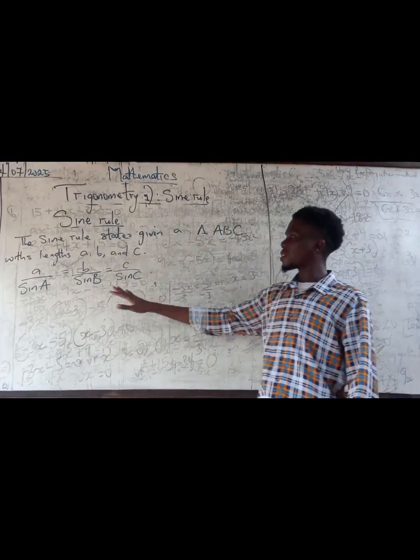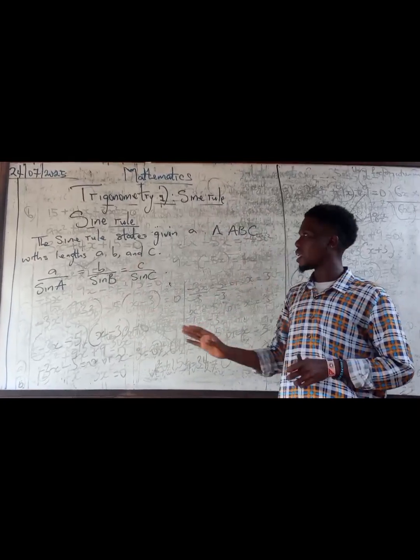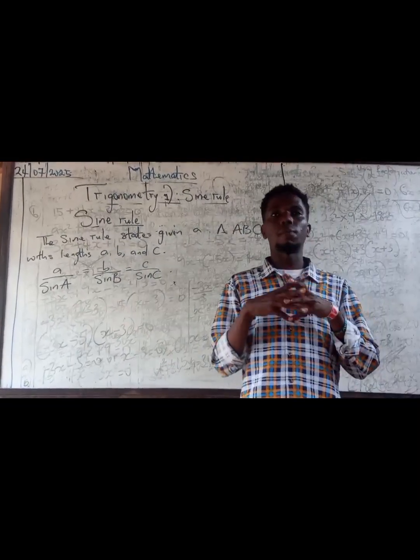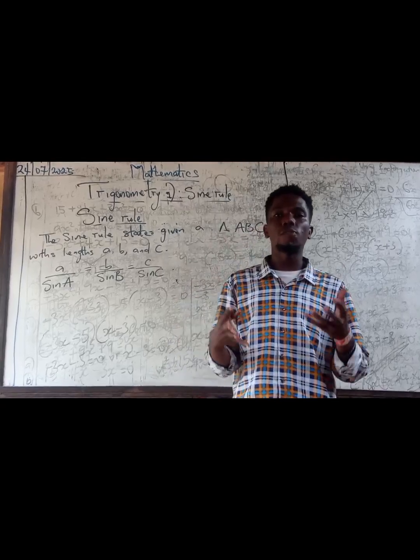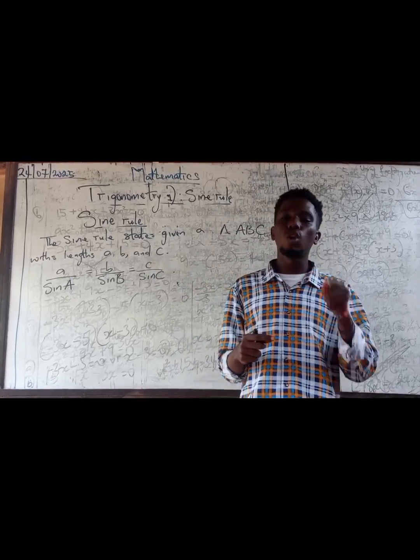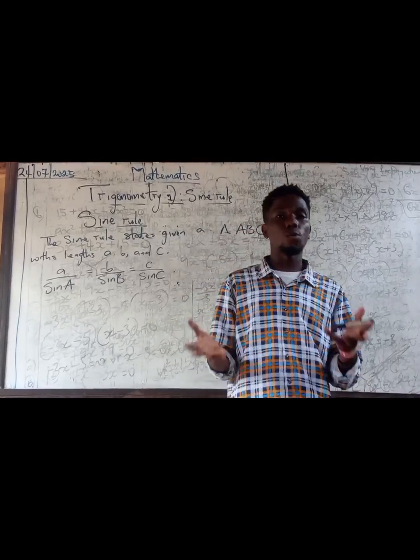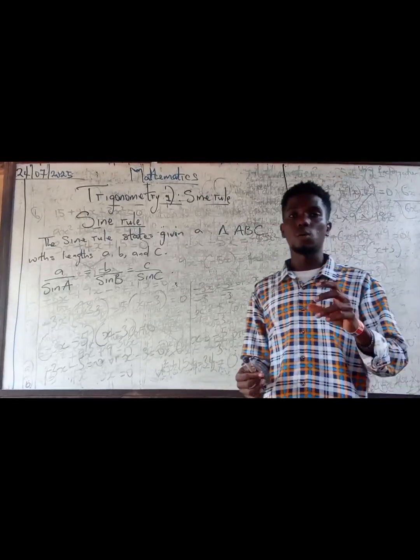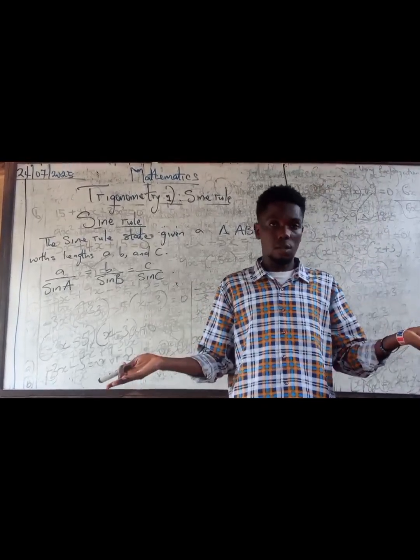So this formula written here is basically what we call the sine rule. Let me quickly give us an exegesis of what the sine rule is. Now, the sine rule is used to solve triangles that are not right angled. What do I mean by that? We all know what right angled triangles are, right? One of the properties of a right angled triangle is that one of its angles is equal to 90 degrees. That's what makes it a right angle.